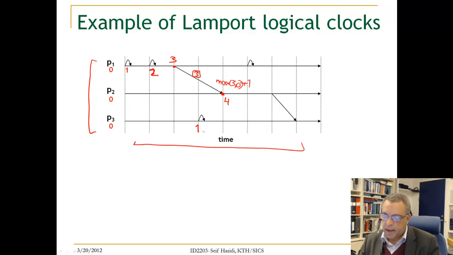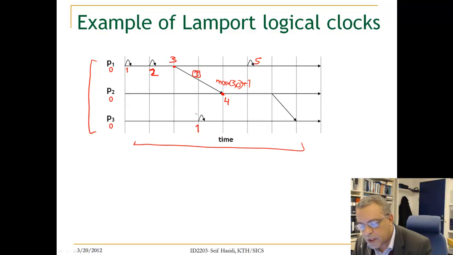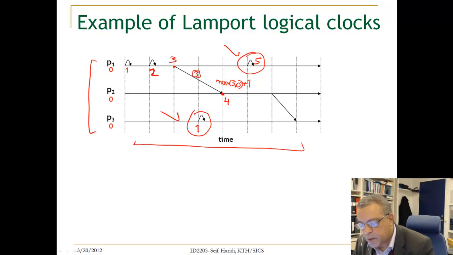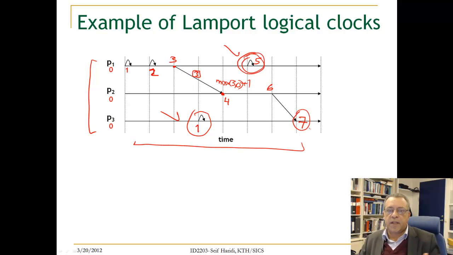We can see that if the events are not related, we cannot say much about the timestamps associated with the events. For example, these are two events that are concurrent, and the timestamps associated with them are basically arbitrary. They were concurrent, yet one is higher than the other. If we continue here, the timestamp is 6, and here we have 7. This again is concurrent with this one. So if the events are concurrent, we cannot use Lamport timestamps. All right.